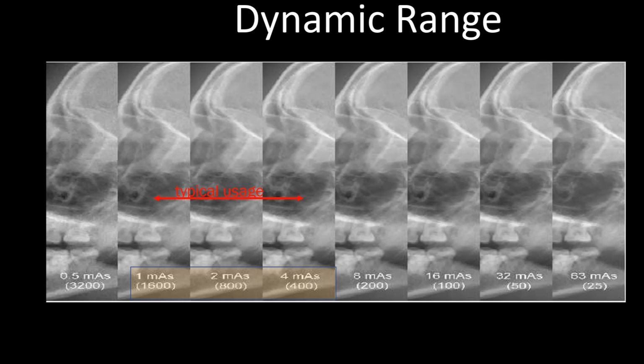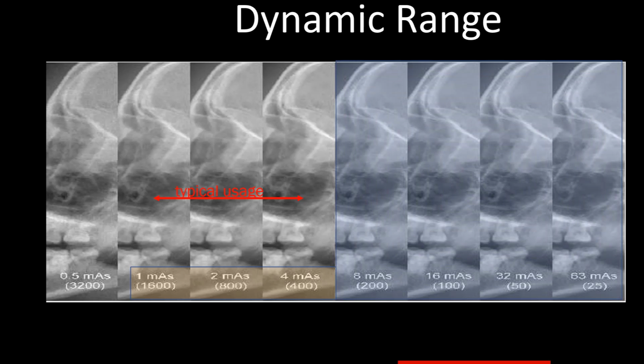The area that we would be using, our exposure index indicating what we should be using, would typically be 1 to 4 mAs. If you look lower at 0.5 mAs, you'll see that the image is somewhat speckled or grainy. If you look above 4 mAs, the image has a lot better quality in a sense, but it also takes more radiation.